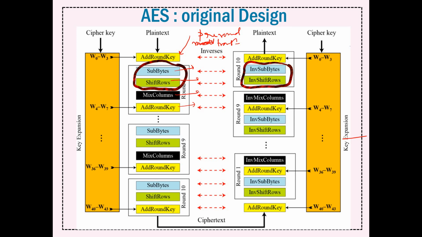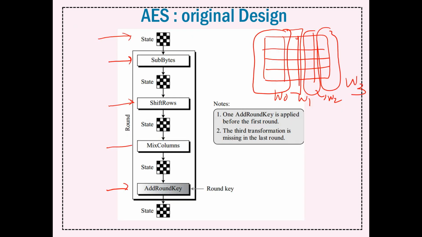Now, what are these elements? Okay, so that's what the discussion is. So this is my primary diagram. The first operation that it goes through is the sub bytes. So let's see what exactly is sub bytes. So this is what we are discussing, sub bytes.